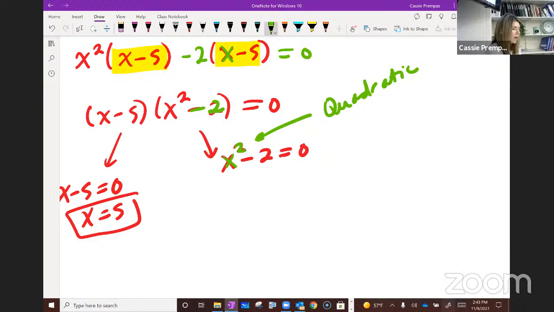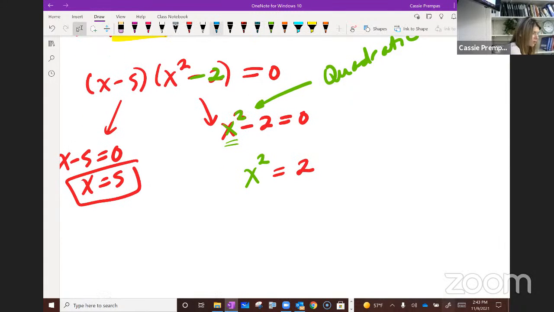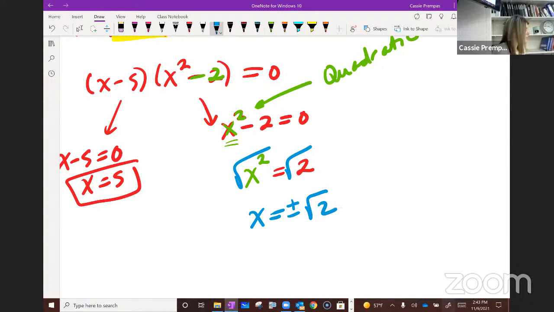Square roots. So how are we going to solve by taking the square root? Basically, how do we get x squared by itself? Add 2. So we'll do x squared is equal to 2. Now we can take the square root. What undoes a square? Square root. And what do I need to keep in mind when taking the square root? Plus or minus. Nice.